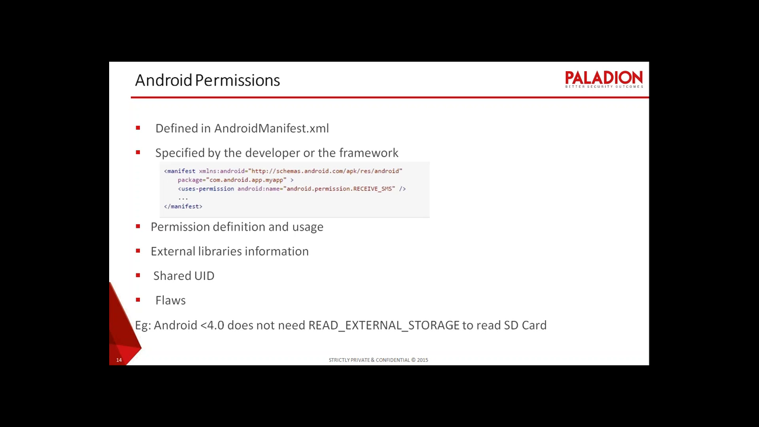Next, there are also a few flaws in Android manifest.xml and the permission model. If you see at platform level, Android versions which are less than 4.0 did not need the read external storage permission to read the SD card. So now what happens is any application, even without requiring access to the external storage, can read any data from your SD card. So all the information on your SD card is vulnerable. So this has been patched in the later versions.